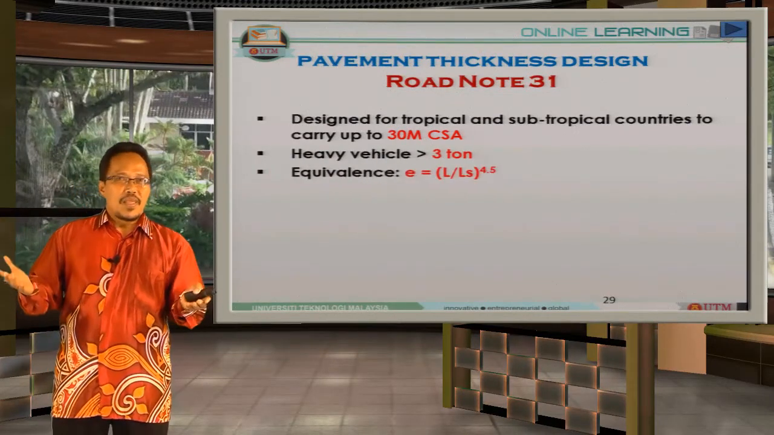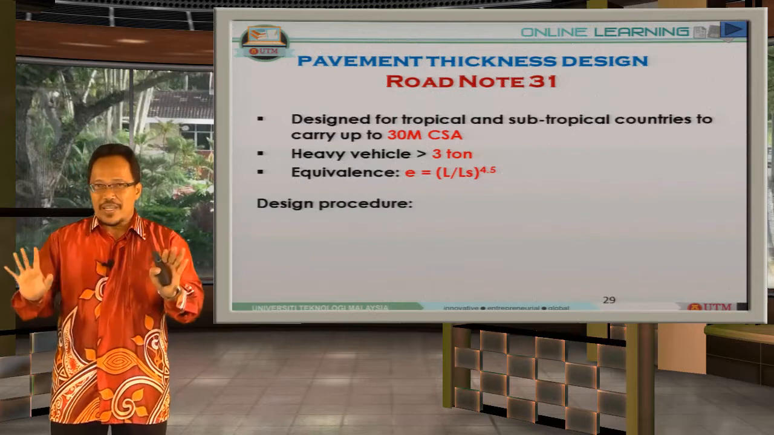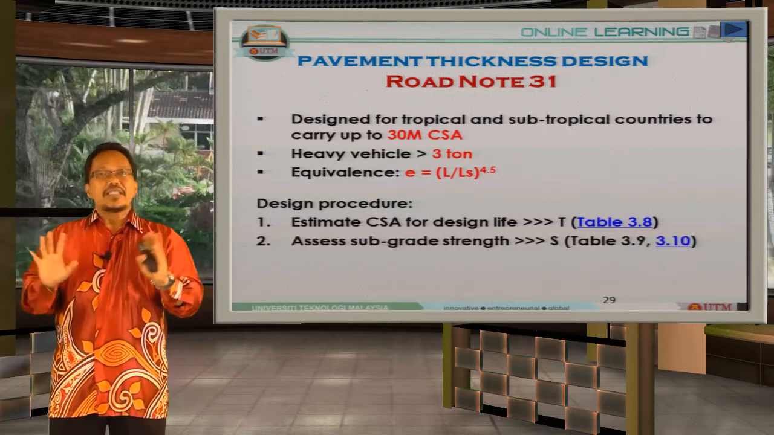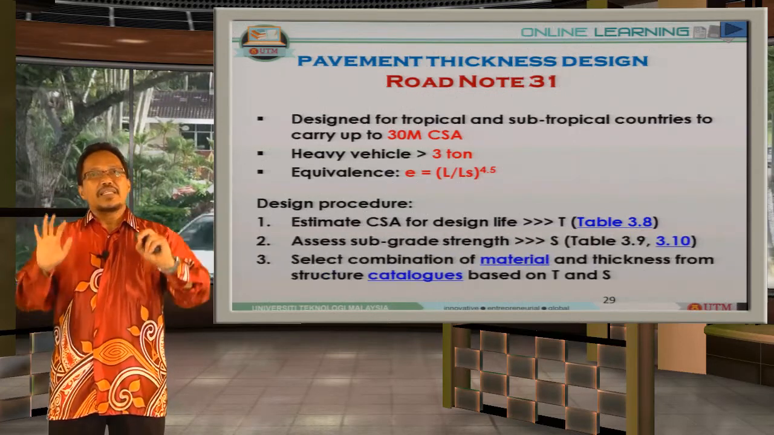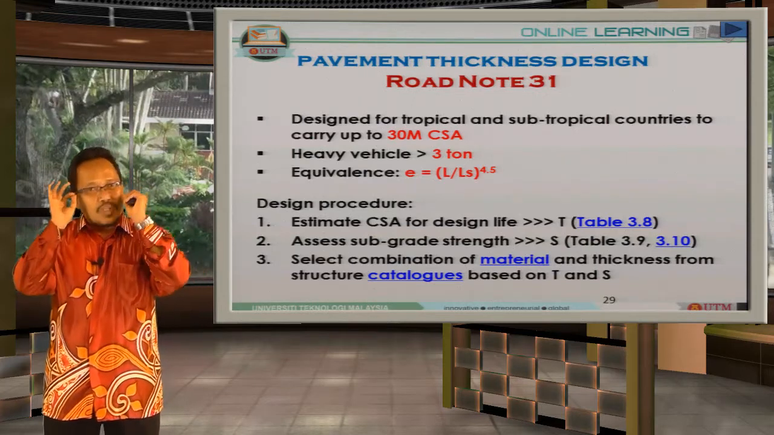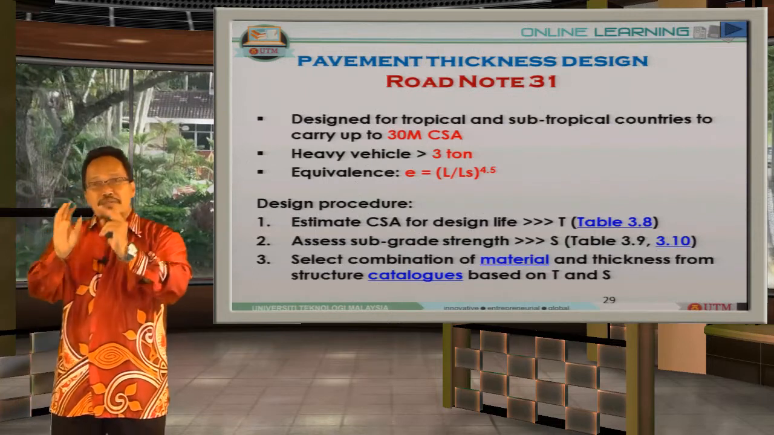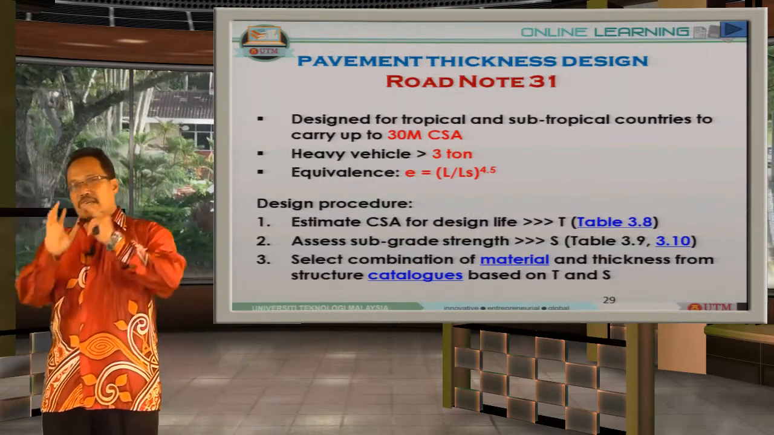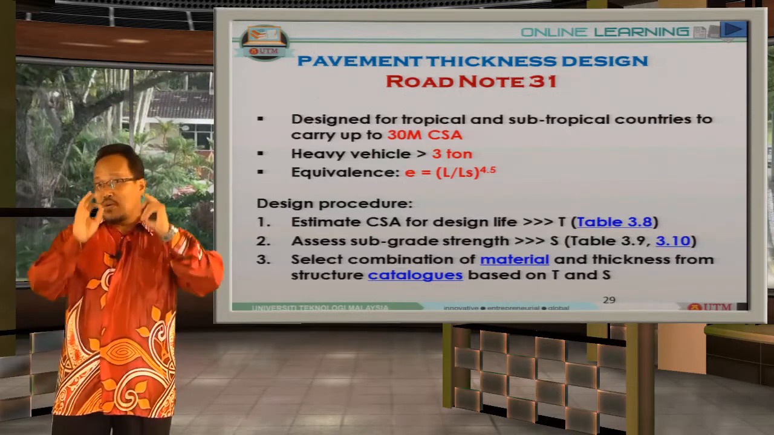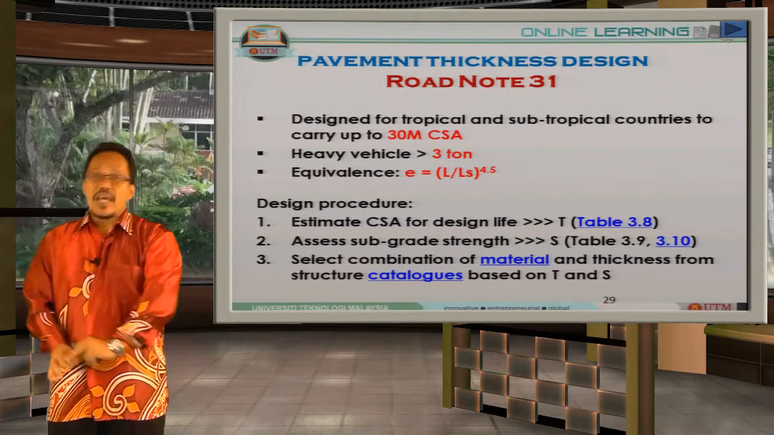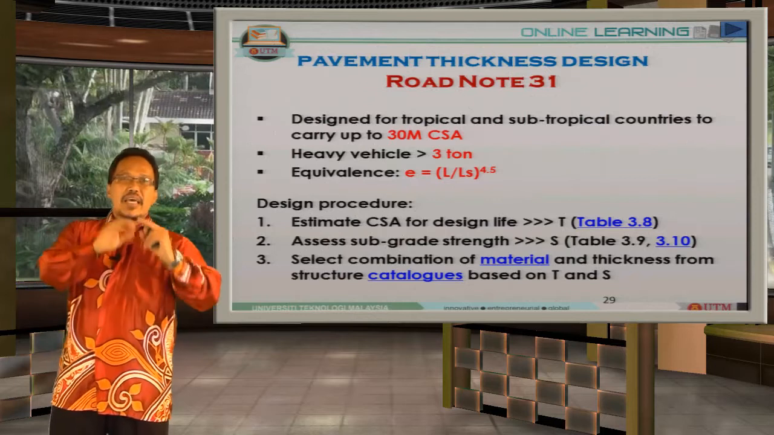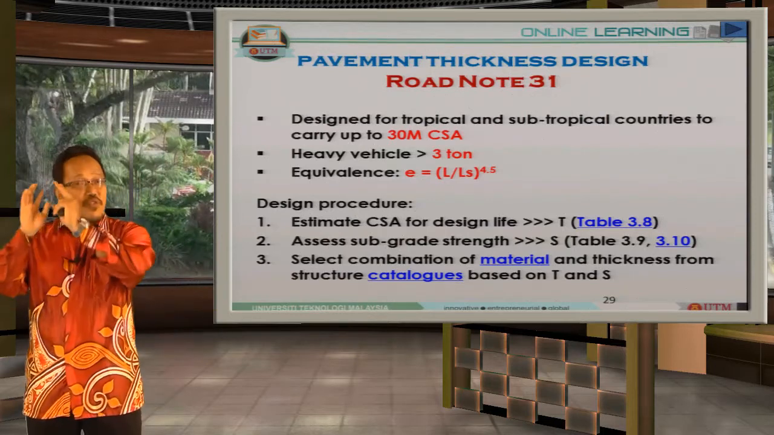Now let's go to Road Note 31. Much simpler, don't worry. Much simpler than Arahan Teknik Jalan. This pavement design thickness is designed for tropical and subtropical, as I've told you before, but to carry up to 30 million cumulative standard axles. Another difference is the heavy vehicle is no longer 1.5 ton, but 3 ton and above. And the equivalent factor, instead of to the power of 4, E is L divided by LS to the power of 4.5.